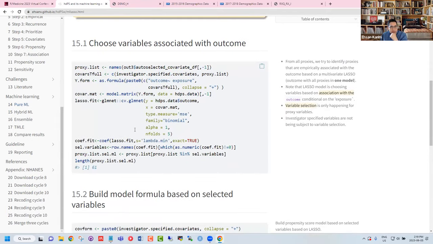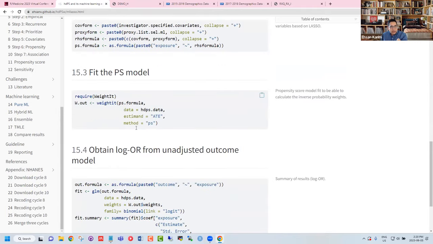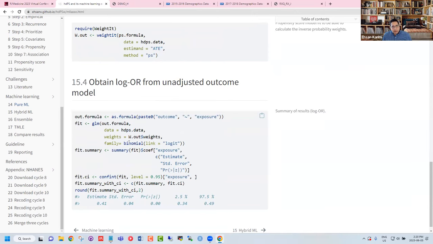And to implement the lasso, what you basically need to do is run an outcome model based on the exposure variable as well as the proxy information. And you just try to select the variables that come out of the lasso. And basically you rebuild your model based on the investigator specific covariates as well as the proxy list that you selected out of this lasso, and you just use the inverse probability weight formula to calculate your inverse probability weights that you use in your outcome model to weight the outcome model formula. And that will give you some estimate of the log odds.